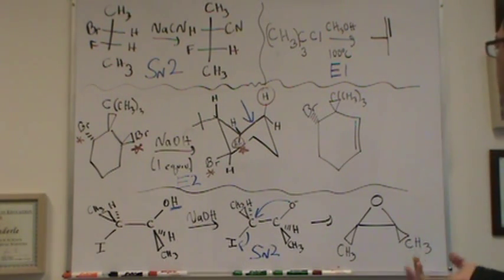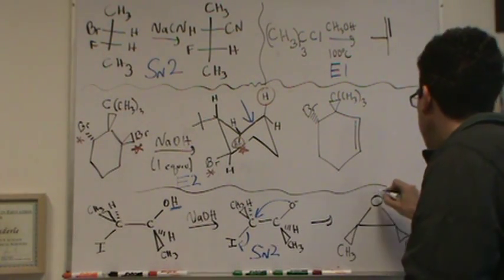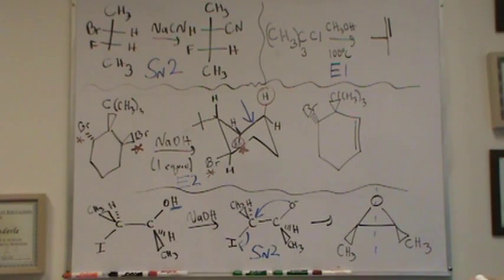And so we come up with a product, even though we did an Sn2, because this has a mirror plane in the middle, this is not going to be optically active. It's inactive, but it's still a product. And there we go.